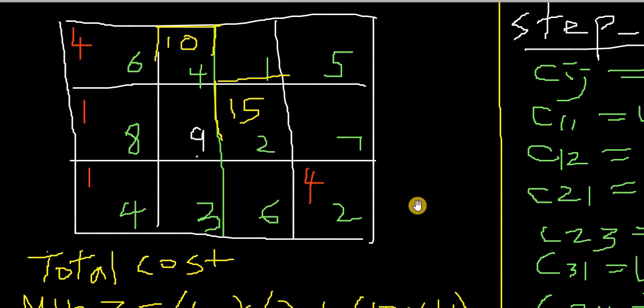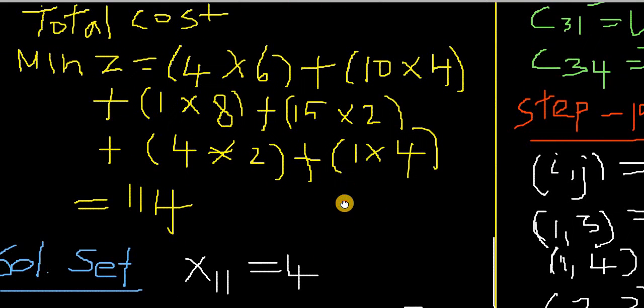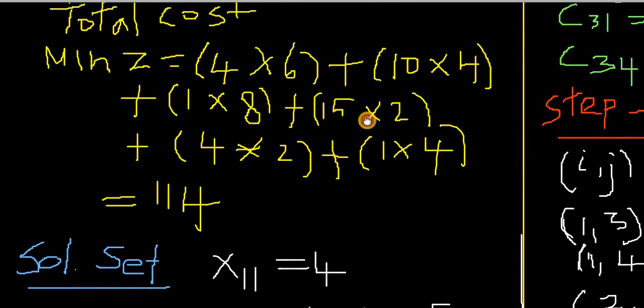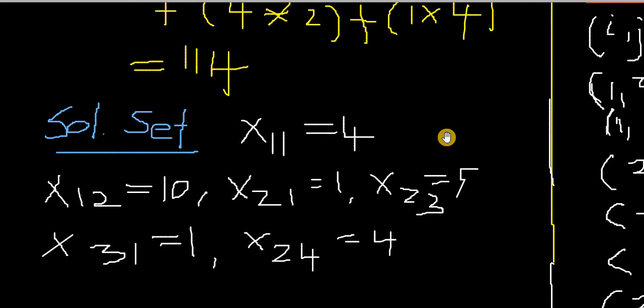Then every availability and demand would be met, and our transportation cost would be very minimum, and that minimum we have calculated as 114 rupees, and this is the assignment procedure. Okay, so with that we come to the end of this particular problem, and this is what we call Modi's method.